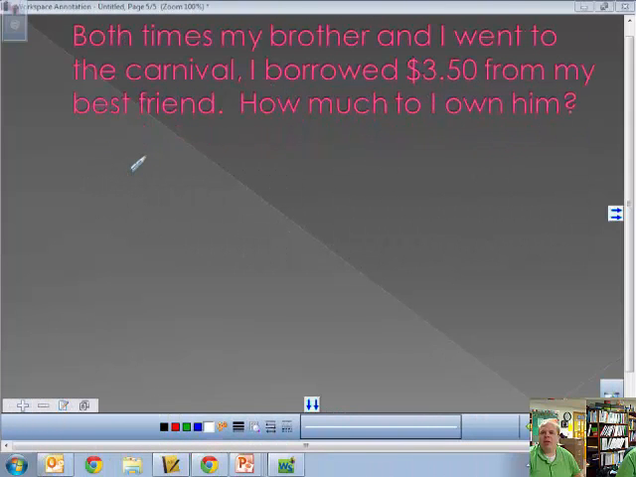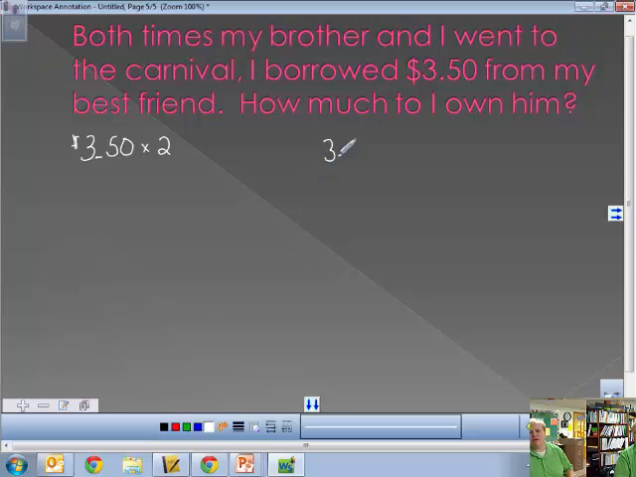Both times my brother and I went to the carnival, I borrowed $3.50 from my best friend. How much do I owe him? Okay, well, so I have $3.50, right? Now, it says both times we go, I owe $3.50, so I'm going to simply multiply that times 2. So I'm going to come over here and go $3.50 times 2.